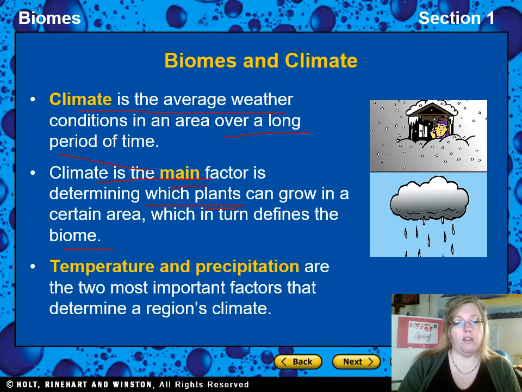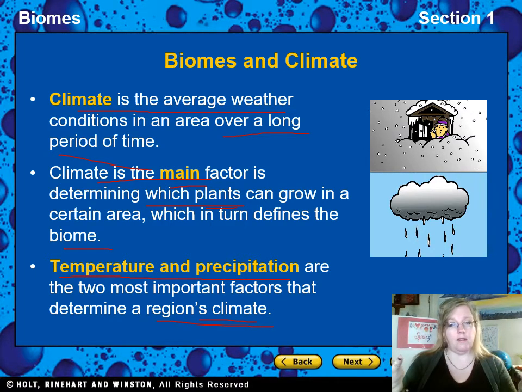The temperature and precipitation are the 2 most important factors that determine the climate. Think about it, how hot it is and how much rain you get. Desert and tropical rainforest, they're both very, very hot, but one gets water and one doesn't. So that's going to determine the climate, which in turn will determine the plants, which in turn determines the biome. They're kind of a step together thing.